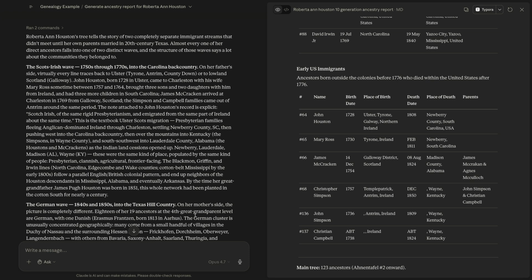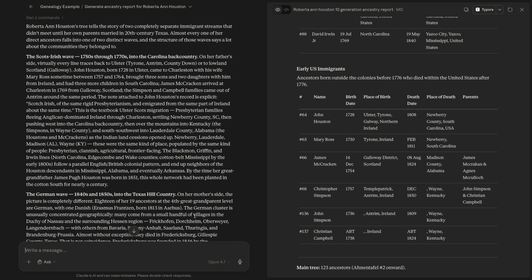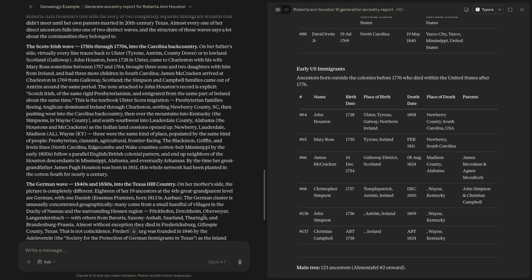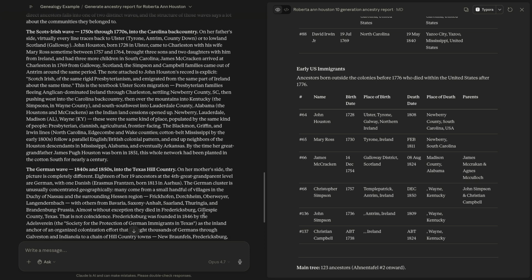These were the same kind of places populated by the same kind of people: Presbyterian, clannish, agricultural, frontier facing. The Blackmans, the Griffins, and the Irwins, all in the same place in the Cotton Belt, Mississippi, following a parallel English-British colonial pattern, and end up as neighbors of the Houston descendants in Mississippi, Alabama, and eventually Arkansas. And by the time her great-grandfather James Pugh Houston was born, this whole network had been planted in the Cotton South for nearly a century.